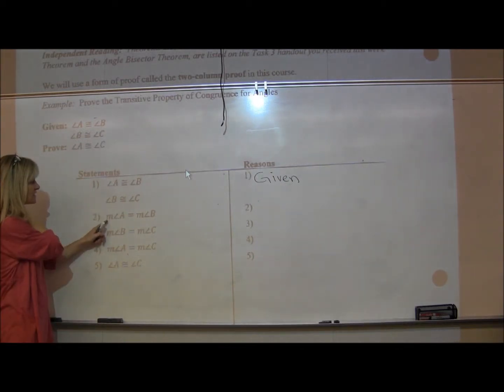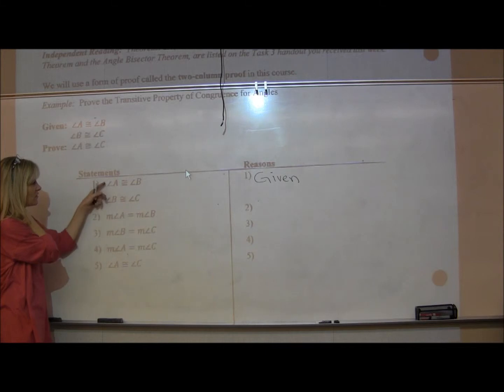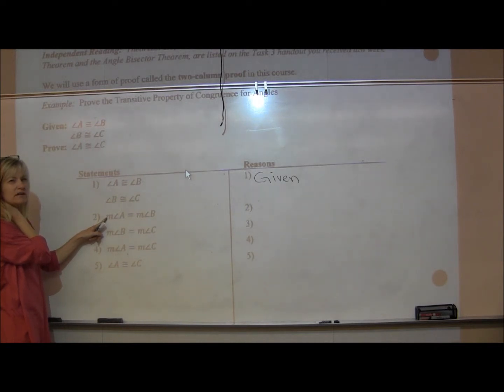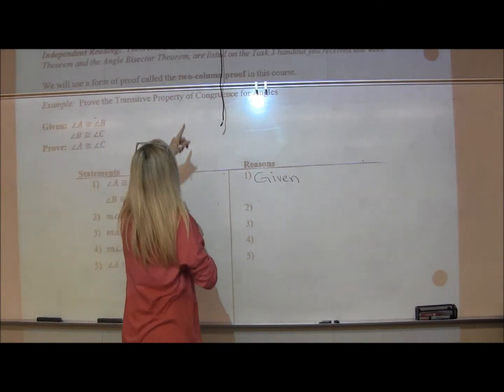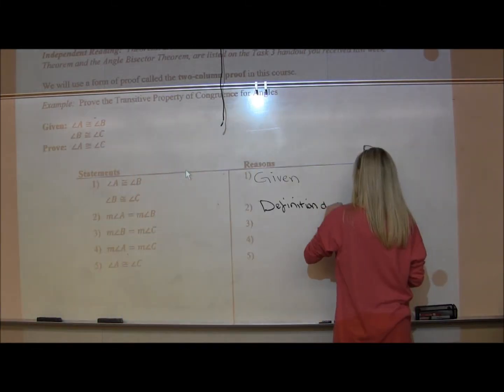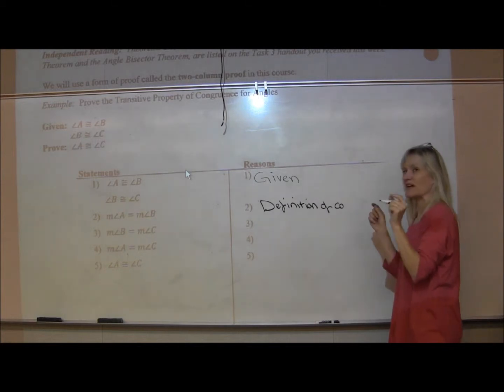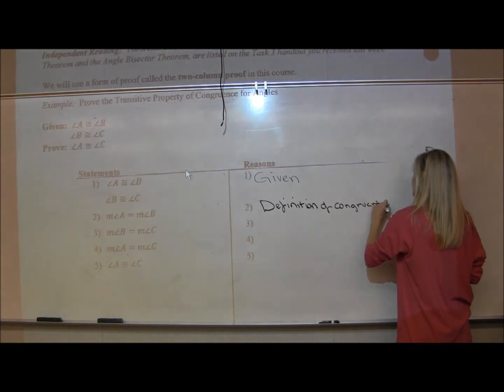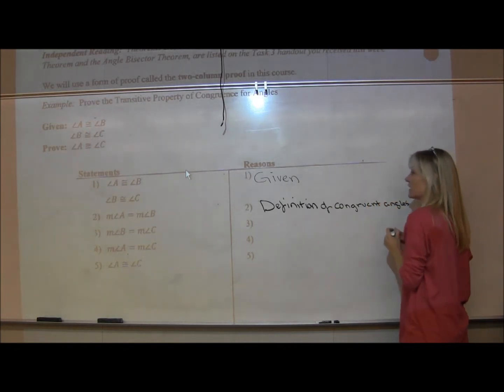We're given these two things, and our next step is to say, well, the measure of angle A equals the measure of angle B. How can we get from here to here? Do you remember where we got that in the book? We know that angle A and B are congruent, so wouldn't the measures have to be equal too? It's the definition of congruent angles. So we're using a definition here of congruent angles. If the angles are congruent, their measures are equal. Okay? So write this down.